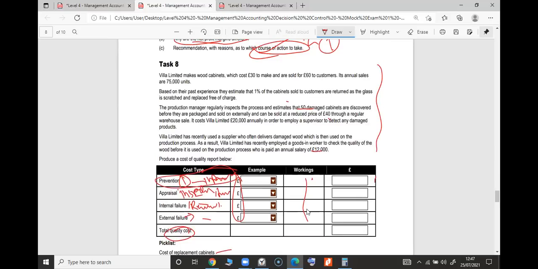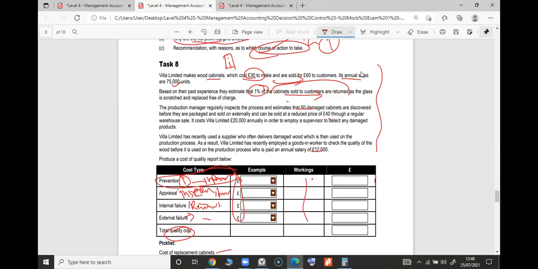Villa Limited makes wood cabinets. That's good. Cabinets, which cost 32 to make, sell for 62. Wow, that's a nice big profit. Its annual sales are 75,000 units. Keep it in your head. Based on their past experience, they estimate 1% of the cabinets sold to customers, can you feel it, sold to customers already outside, are returned as the glass is scratched and replaced free of charge.